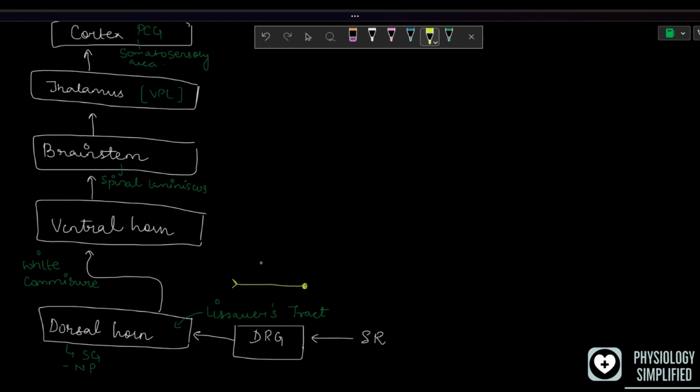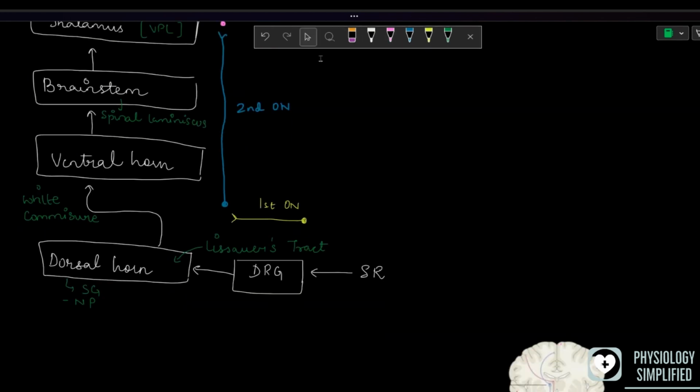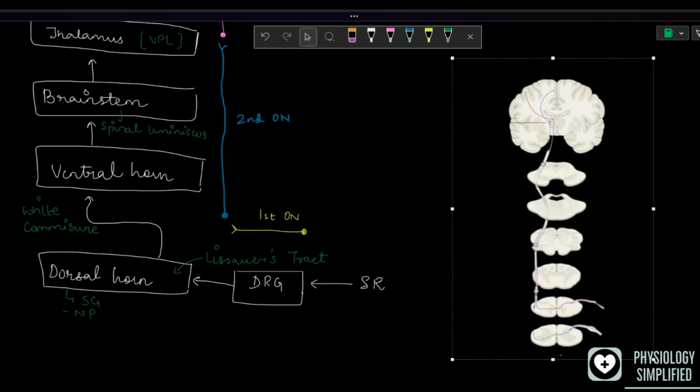Let's talk about the neurons. So the dorsal root ganglion serves as the first order neurons till they reach the substantia gelatinosa and synapse with the second order neurons, which will decussate in the spinal cord, reaching all the way up to the thalamus. In the thalamus, these neurons will synapse with the third order neuron which will travel to the cortex, passing through the posterior limb of the internal capsule and reaches the designated place.